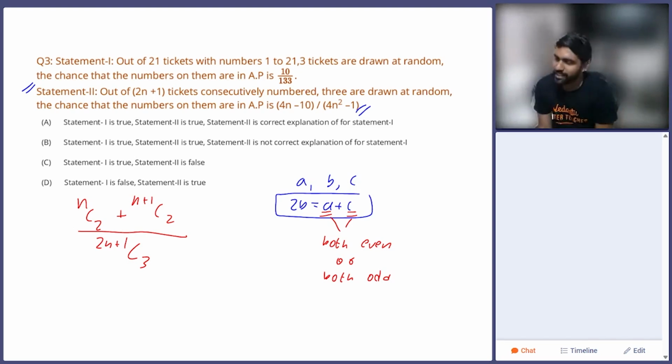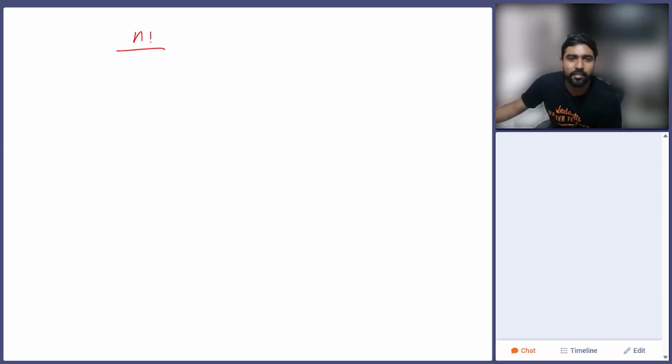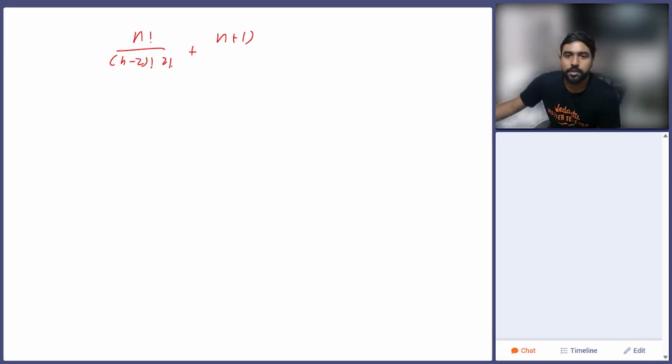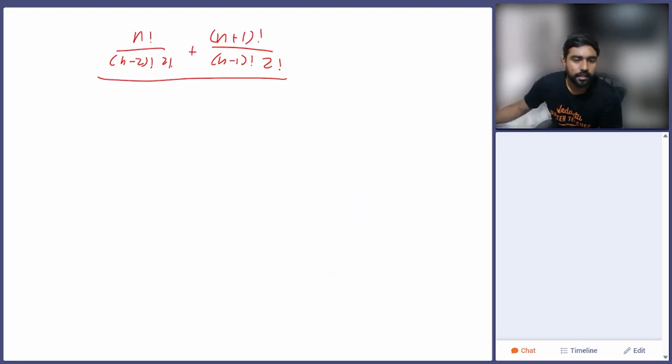Now, this is the expression that we have. Now we need to go ahead and simplify this as much as possible, and we need to check, does it come out as (4n minus 1) upon (4n square minus 1). So what do we have? We have n factorial upon (n minus 2) factorial into 2 factorial, plus (n plus 1) factorial upon (n minus 1) factorial into 2 factorial. Whole thing is divided by (2n plus 1) factorial divided by (2n plus 1 minus 3), that is (2n minus 2) factorial into 3 factorial.